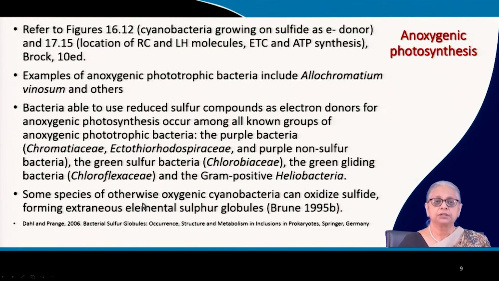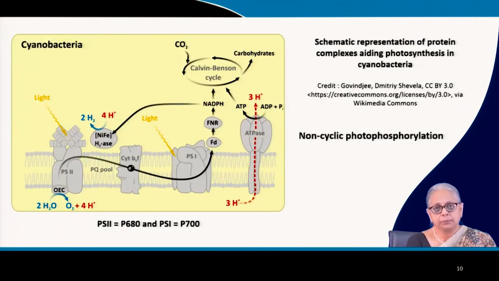There are several other oxygenic cyanobacteria that can oxidize sulfur, and they are the ones that generate elemental sulfur globules. As I mentioned in a previous slide, these sulfur globules can be found either inside the cell of the bacteria or outside the cell. There are any number of examples in the reference shown here at the bottom of the slide as well as in the textbooks.